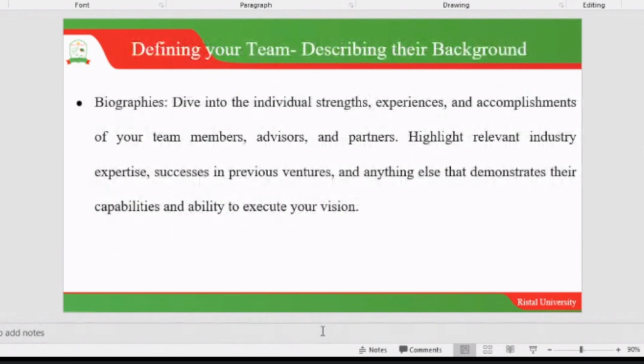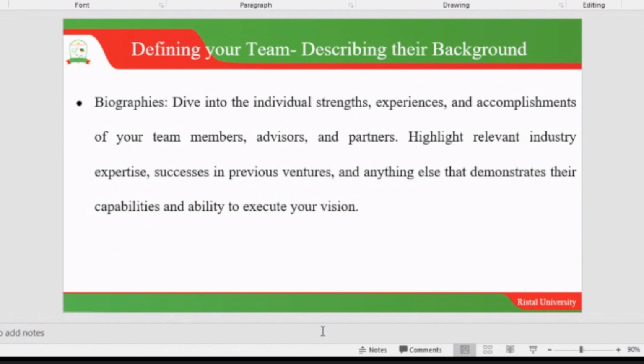Then we said it is very important while pitching to mention your team. You should talk about each and every person that belongs to your team. Talk about their individual strengths, their experiences, their accomplishments. This is very important because highlighting the relevant industry experience of your team members, the successes in previous ventures, and anything else will demonstrate your capability and ability to execute your vision or your business idea.